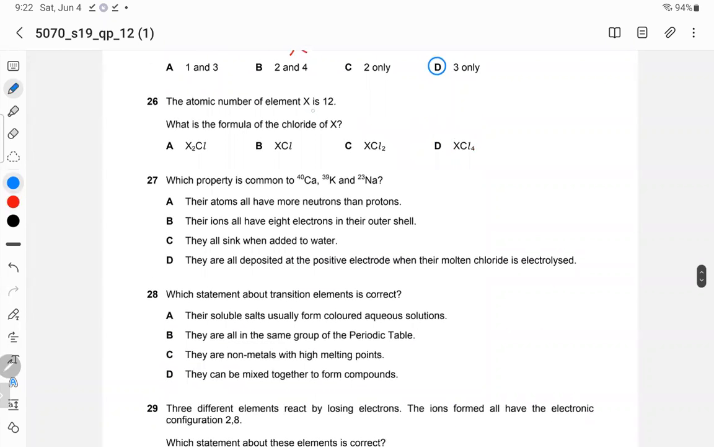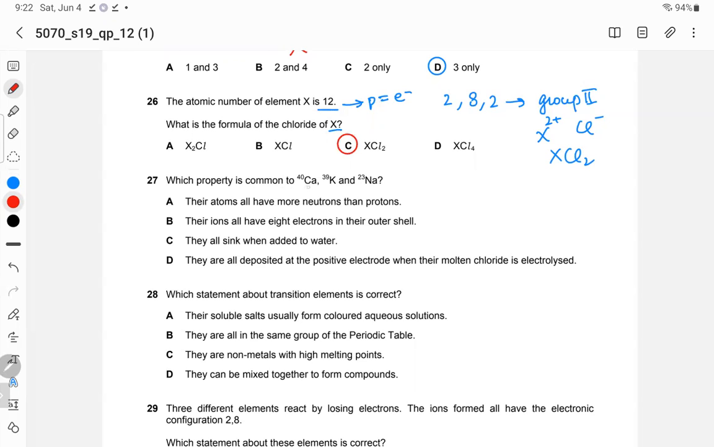The atomic number of element X is 12. It means 12 protons and electrons. What is the formula of its chloride? If it's 12, its electronic configuration will be 2,8,2, which means it's in group 2. And if it's in group 2, then X has a 2 plus charge and chlorine has a 1 minus charge, right? So the formula will be XCl2. Is this understandable, Variza? Yes, sir. So C is our correct answer.